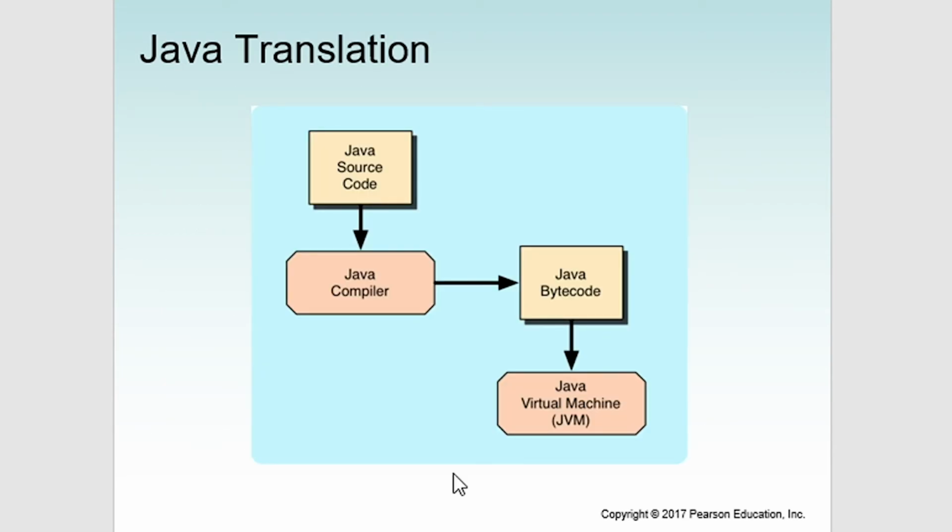So here's a diagram for what we're doing. The Java source code is what we're going to write. We're going to use a Java compiler. If we successfully compile a Java program, meaning the syntax of your source code is all correct, we're going to produce the bytecode. That bytecode is the .class file that gets generated. That .class file is then able to be read by our Java virtual machine.